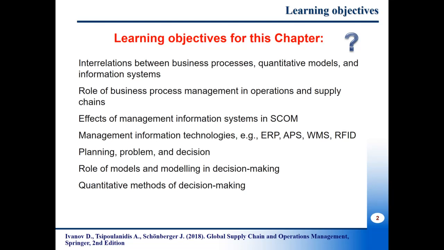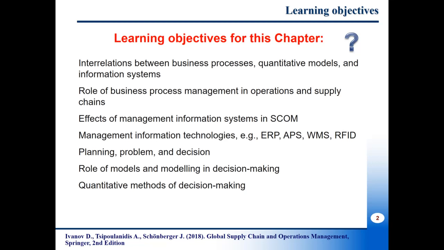And in order to compose the quantitative models of supply chain and operations management, the models will represent the planning of the supply chain networks or the operations networks. And then that planning will be formulated into problems. And the goal of the problems is to make a decision about supply chain planning. We also study the role of models and modeling in decision making. How do we quantify supply chain and operations management decisions by using models?